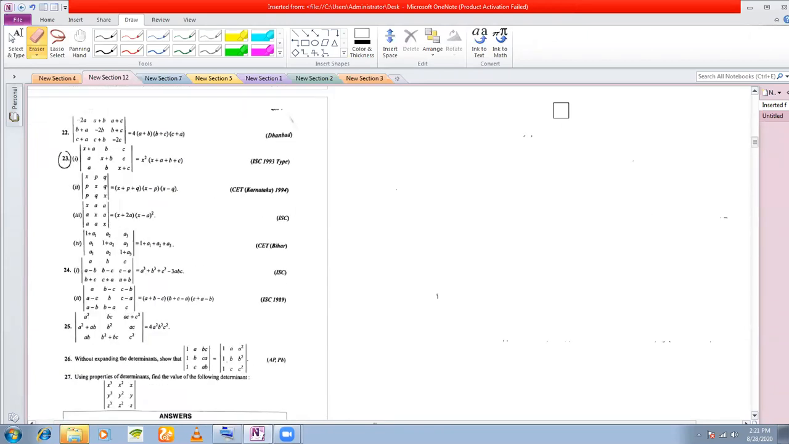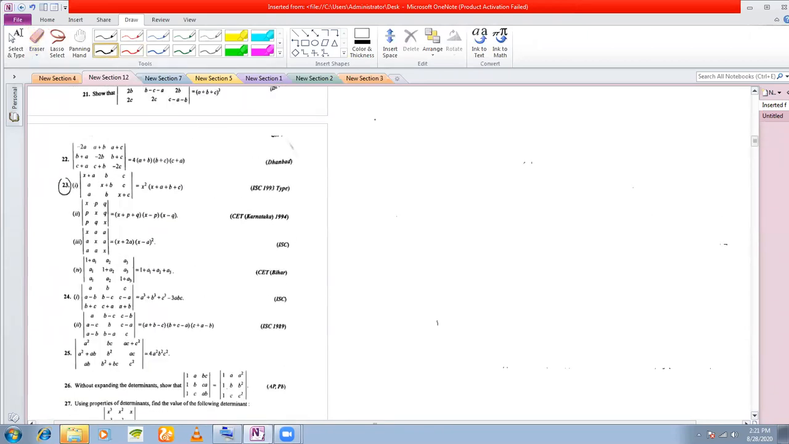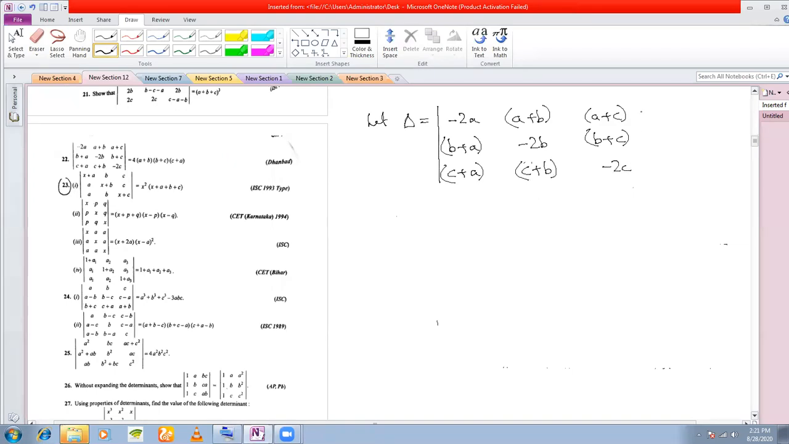Fine. 22. Let's write down the determinant. Minus 2a, a plus b, a plus c. I have b plus a, minus 2b, b plus c. And you have c plus a, c plus b, and you have minus 2c.